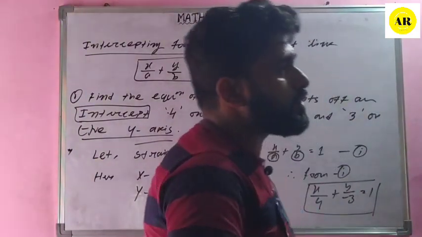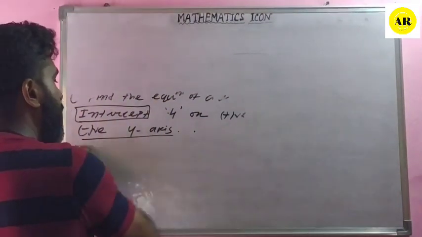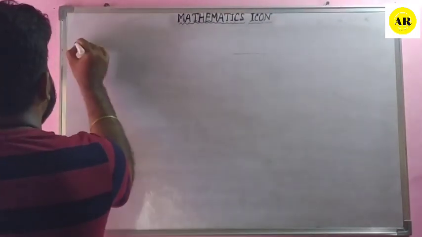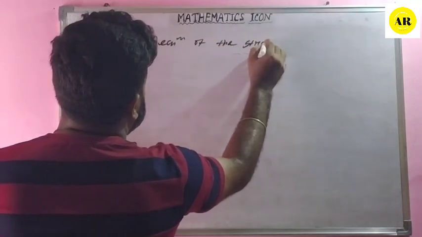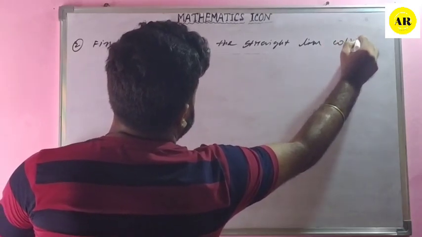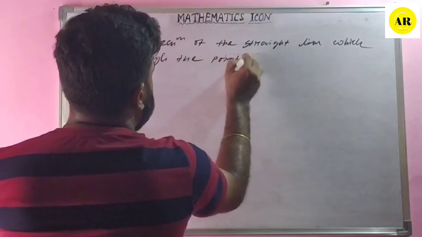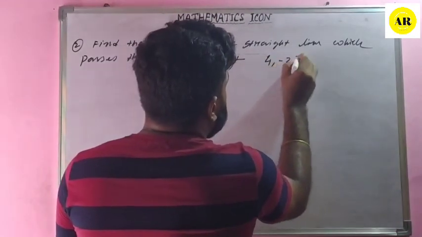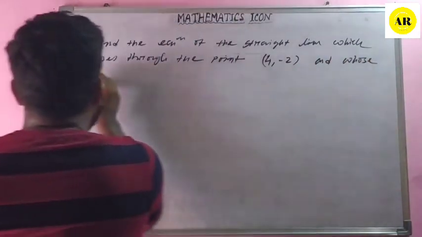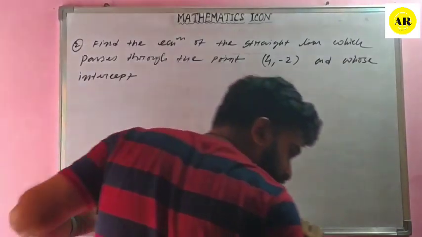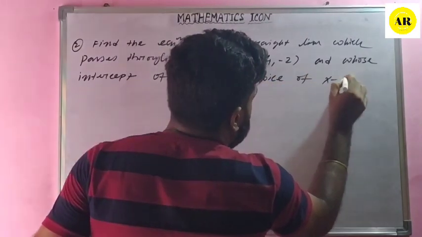Find the equation of the straight line which passes through the point 4, -2, and whose intercept on y-axis is twice of x-axis.